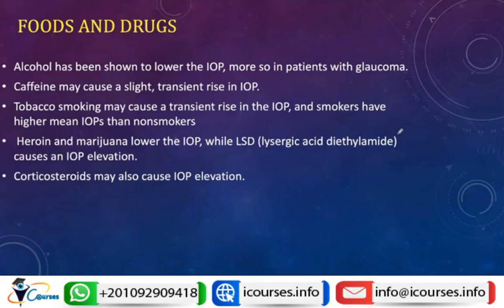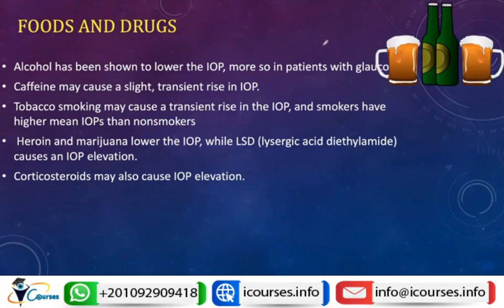Some foods and drugs have been linked to an increase or decrease of the intraocular pressure, like alcohol. Alcohol has been shown to decrease the intraocular pressure, but this is not advice for you to be alcoholic. It is just a coincidence that these patients who are alcoholic show a decrease of the intraocular pressure. Even in patients with glaucoma, this effect has been more pronounced.